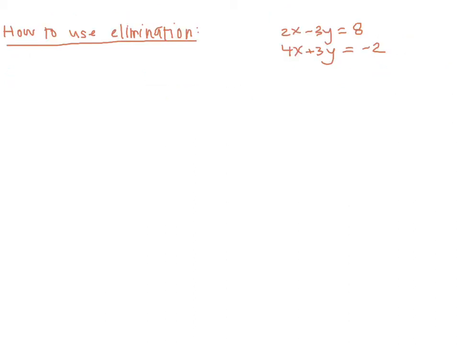Our system of equations is 2x minus 3y equals 8 and 4x plus 3y equals negative 2. The first thing I need to do is line up the like terms. Sometimes you'll have to rearrange your equations. Sometimes it will already be lined up. Right now, we have 2x and 4x. They're both x terms lined up. Negative 3y, positive 3y are lined up. The equal signs are lined up, and then the constants 8 and negative 2 are lined up.